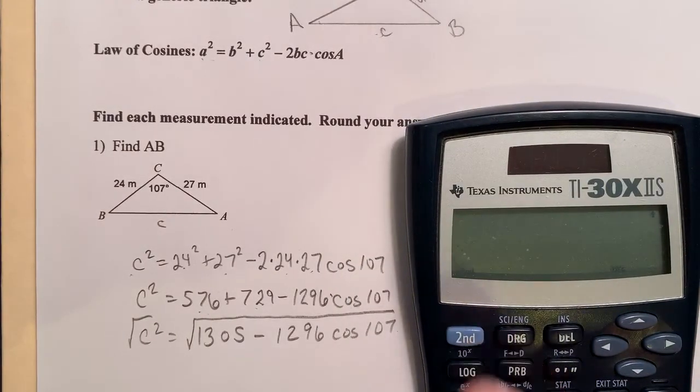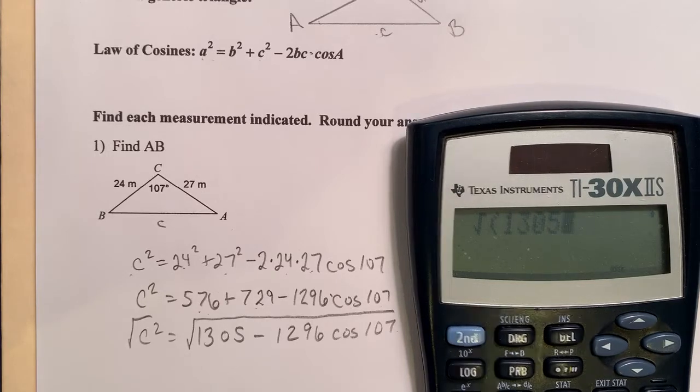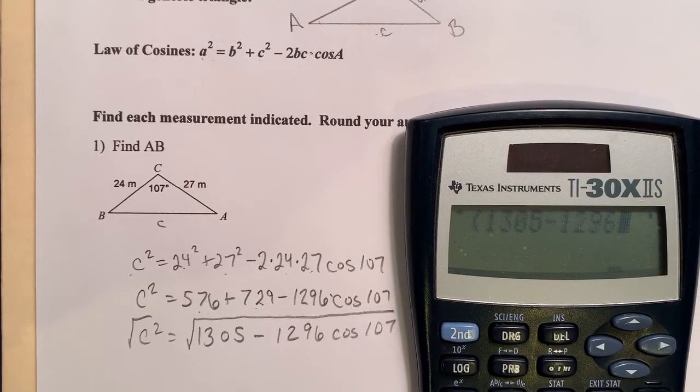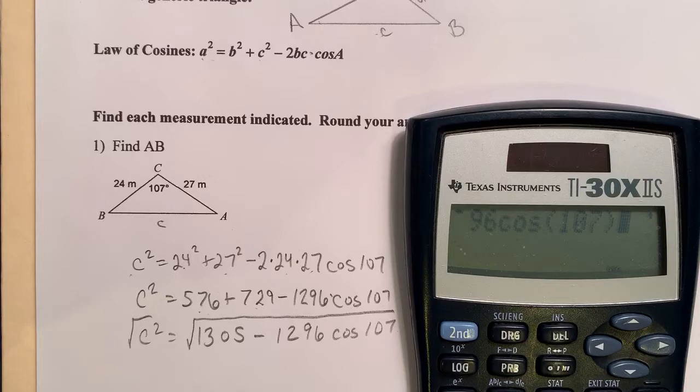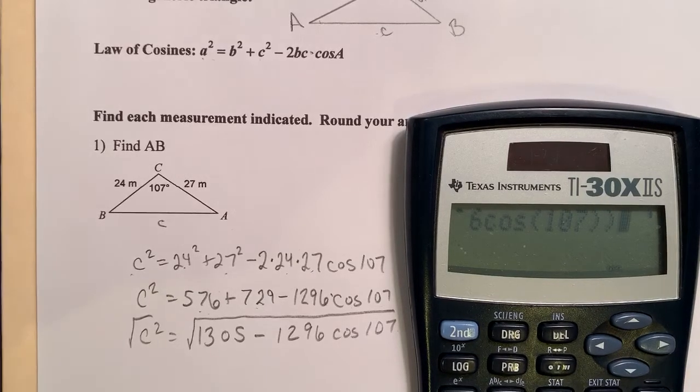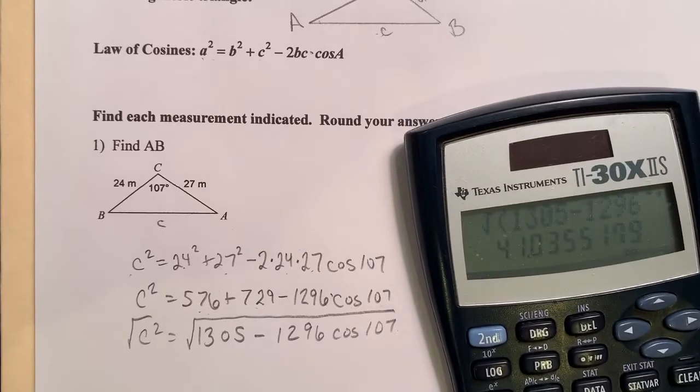All right, so hit square root, 1305 minus 1296, cosine, and now it's looking for another angle, 107, end parentheses for the angle, end parentheses for the square root. And my answer ends up being 41.